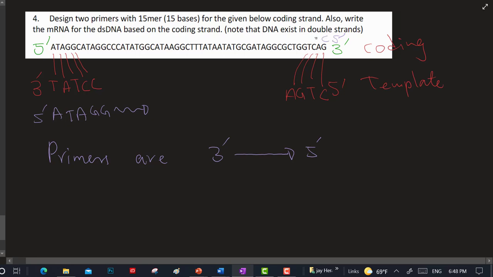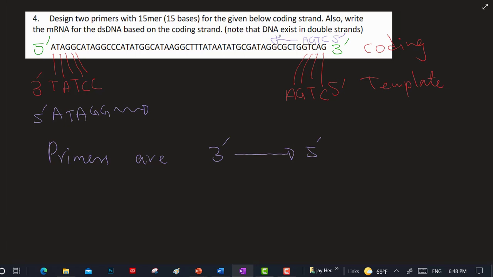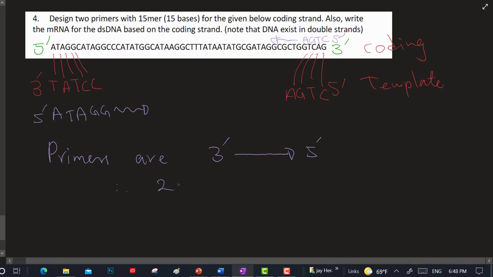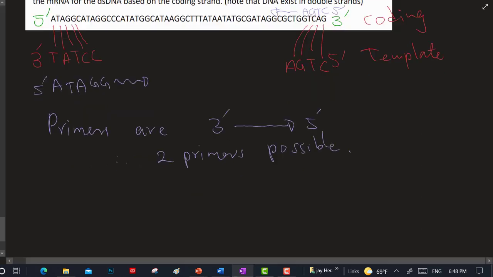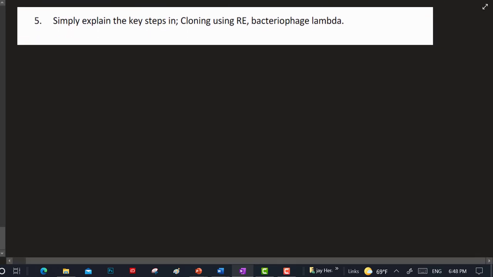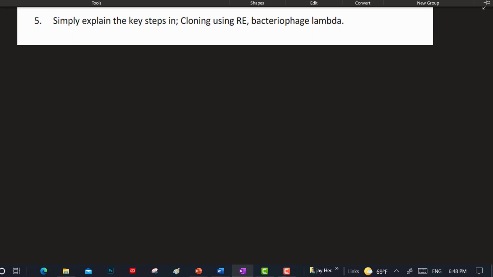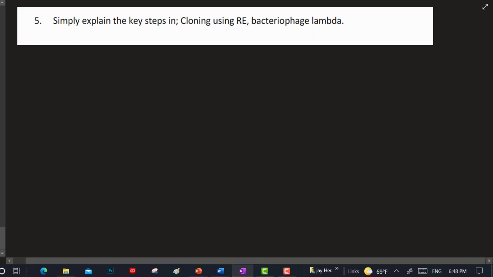Then you do the same thing up here, at the 3' end of the other side of the coding strand, and you start with G to C, A to T, C to G, and so on. So now you have two primers, right? And that's the goal. Okay, most of you actually answered this question very nicely. If you didn't, just stop the video and try yourself first, and then practice a bit.